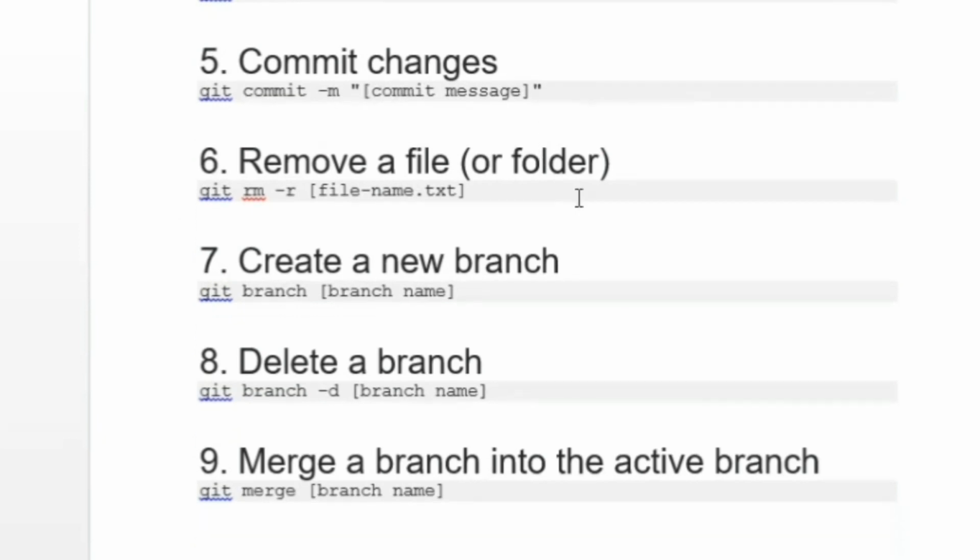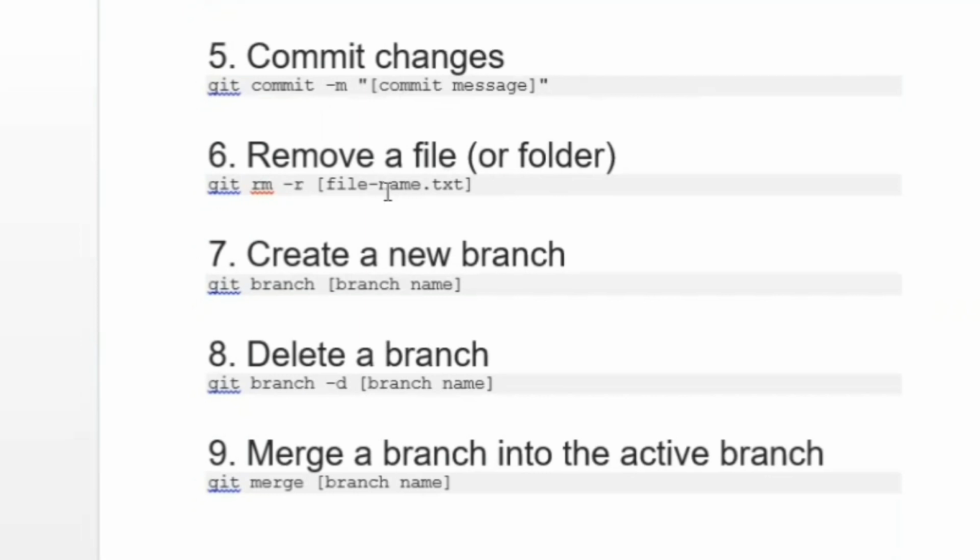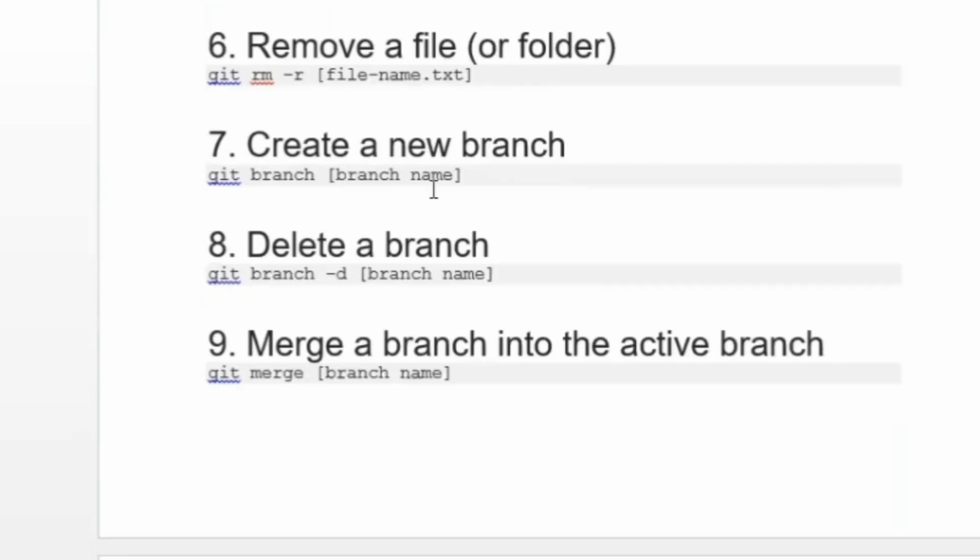Suppose you want to remove a file from the staging area or a folder, then how can you write the Git command? Here is the command: git rm -r. Whatever file you want to remove, you can specify that file name here. Git rm -r to remove a file from the staging area.